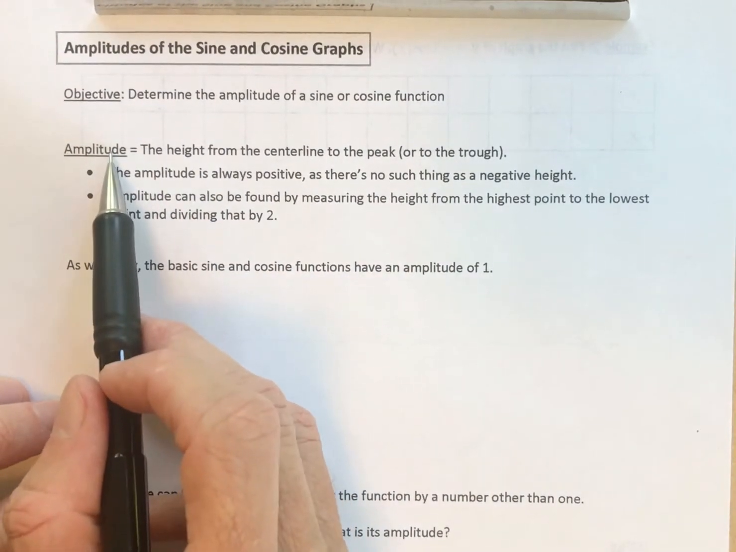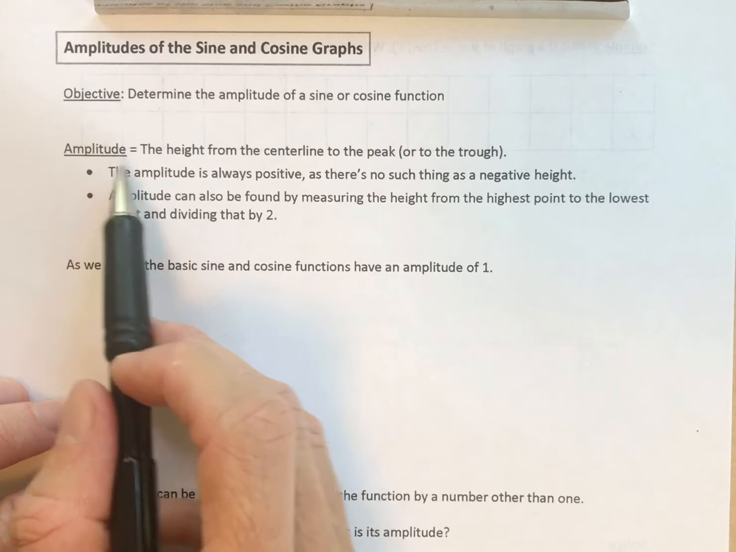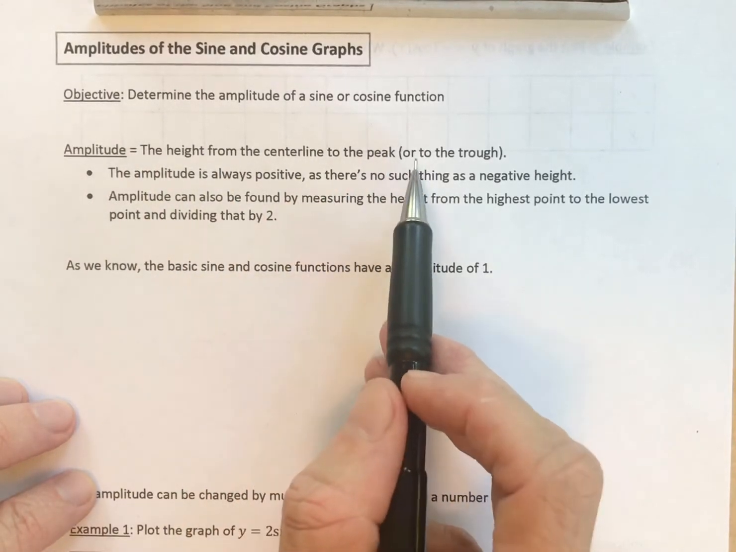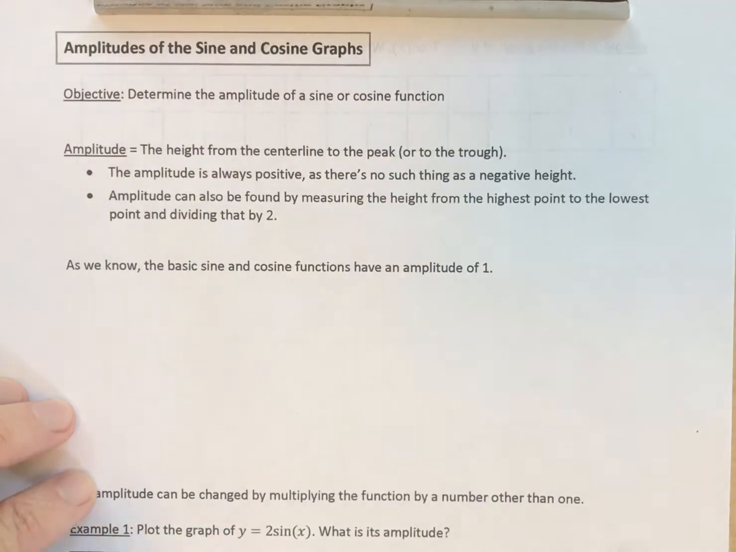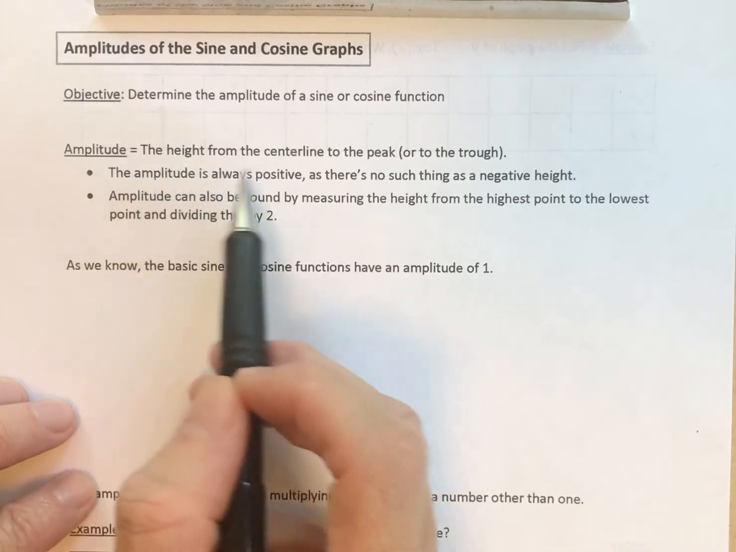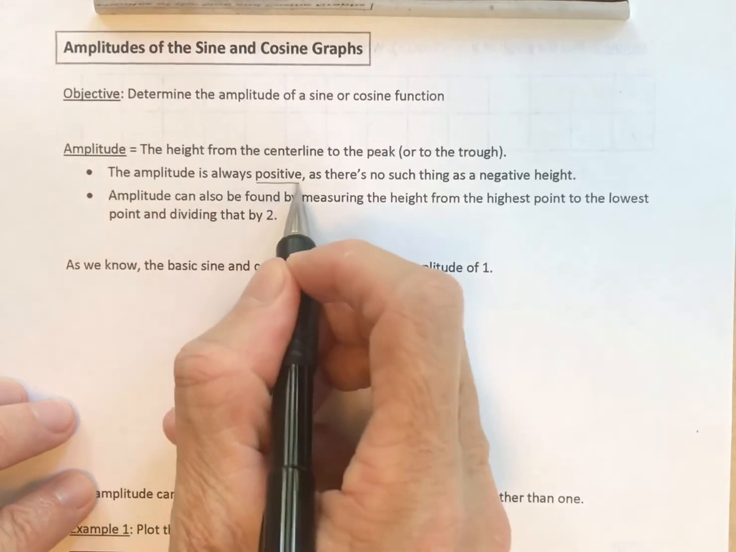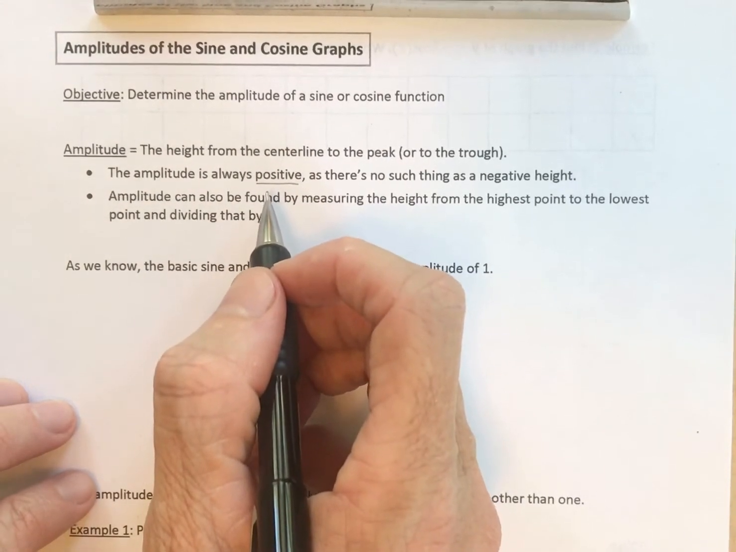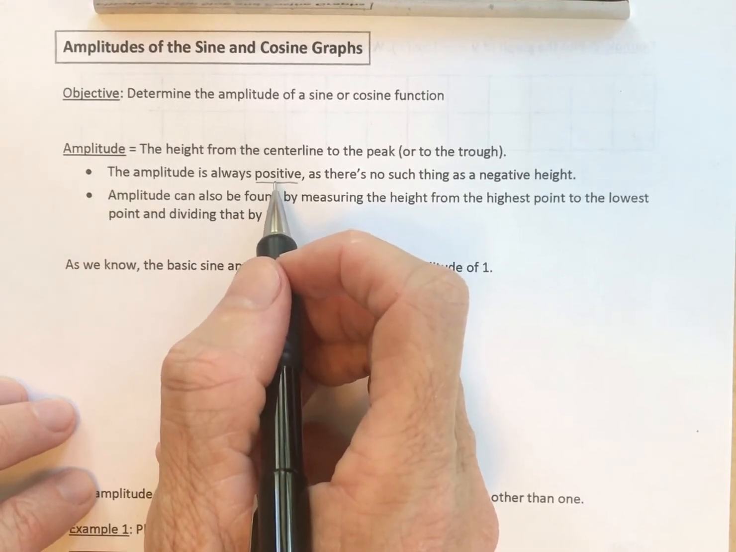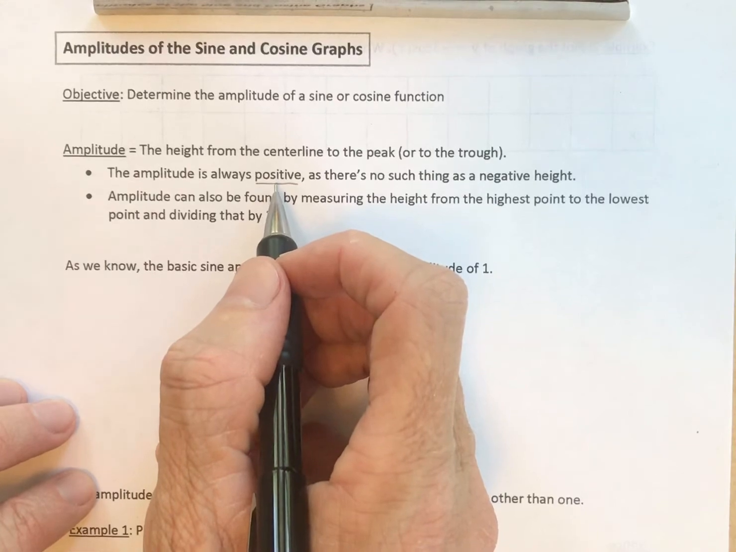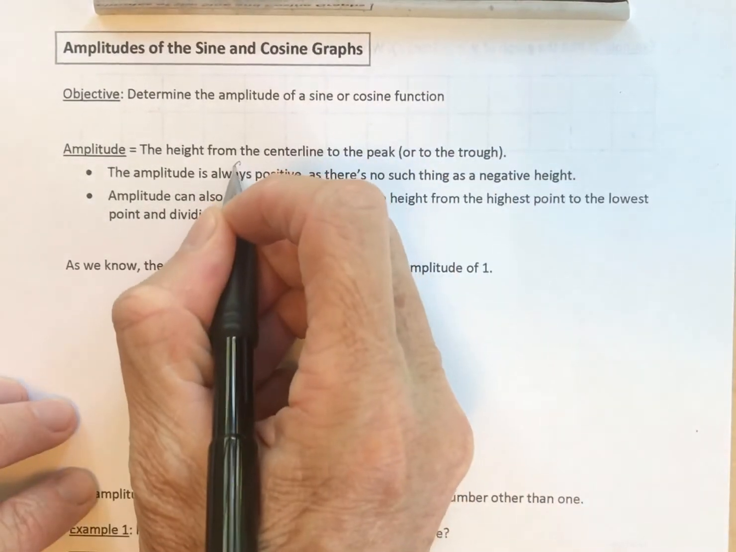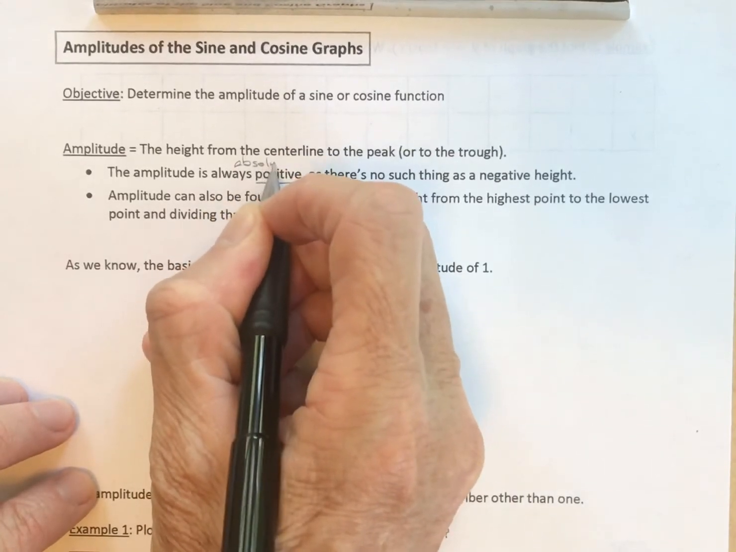The amplitude, in discussing trigonometry, is the height from the center line to the peak or to the trough of a sine or cosine function. The amplitude is always positive. There's no such thing as a negative height. So your amplitude, no matter how you measure it, from high to low or from low to high, is always a positive number. And that should tell us that we're going to be thinking about absolute values somewhere.